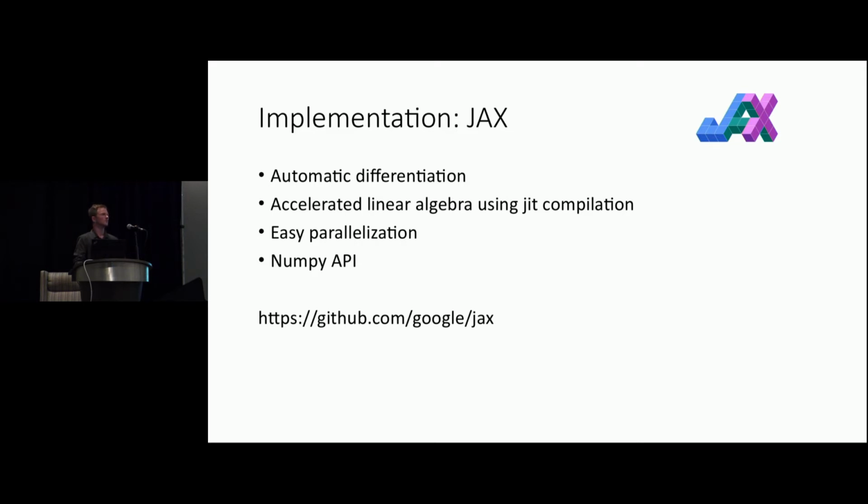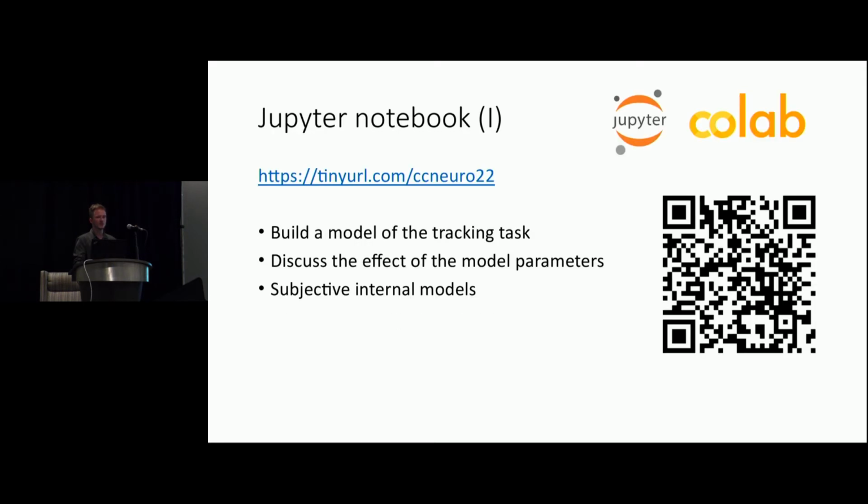So now for the first hands-on part of the tutorial, I'm going to open the Jupyter notebook, and you can also open it on Google Colab if you follow this link or scan this QR code. Then we'll walk through the steps of building a model of the tracking task and discussing the effects of some of the model parameters. And then I'll show you how to extend this to include subjective internal models as well.